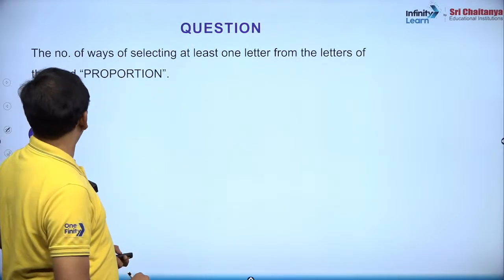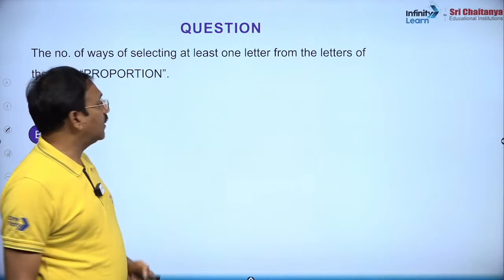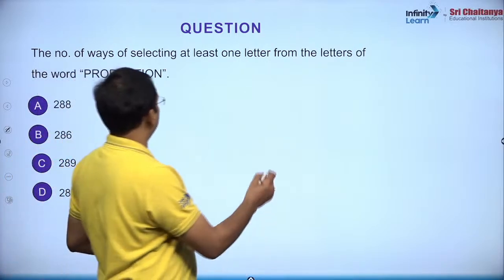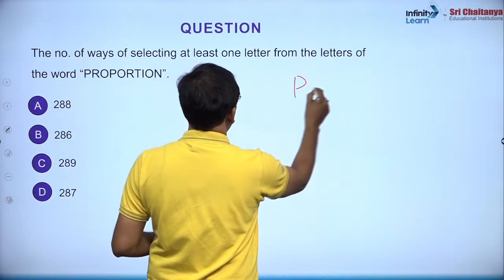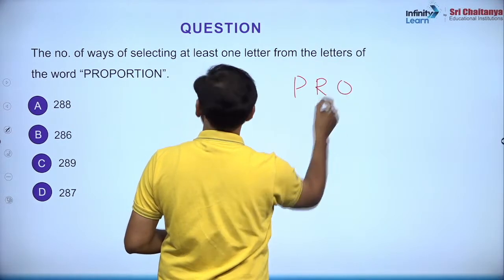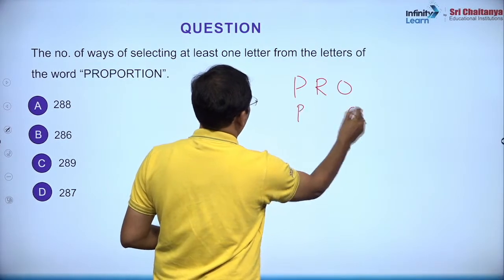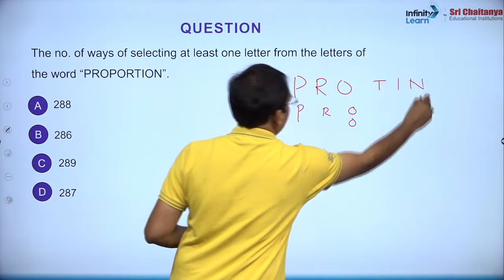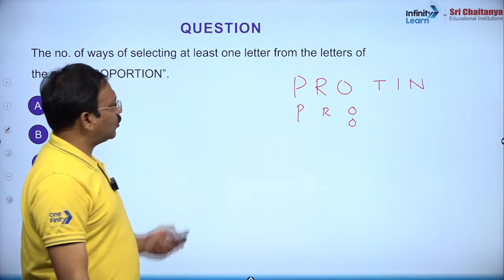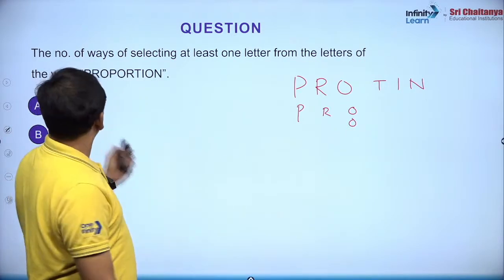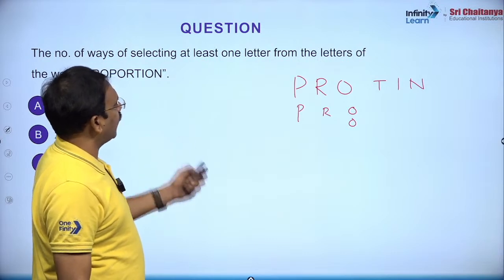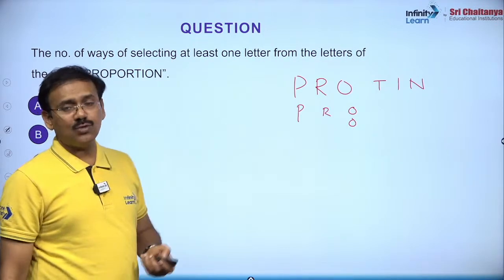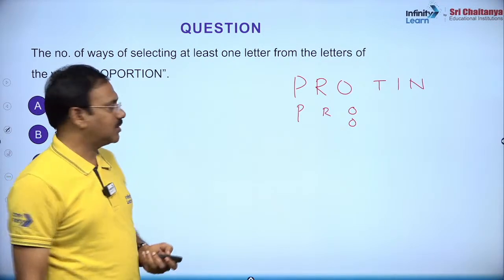Next, look at this: the number of ways of selecting at least 1 letter from the letters of the word proportion. Look at proportion: PRO, POR, TION, these are the letters in proportion. What is in it? 2 P's, 2 R's, 3 O's. The number of ways of selecting at least 1 letter from the letters of the word proportion. What is the total number of selections?